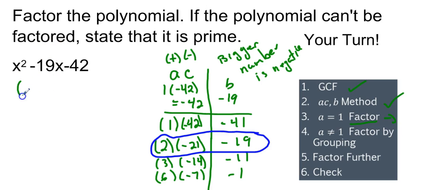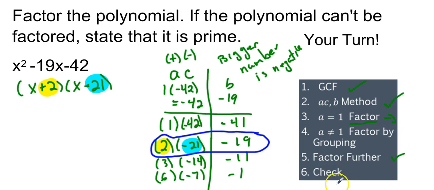Awesome! So that means my answer is x plus 2 times x minus 21. I've got it factored. Can I factor it further? Well, x plus 2? Nope, nothing in common. x minus 21? Nope. And just a reminder, where did I get these numbers from? I'll highlight positive 2 and negative 21. Okay, I can't factor anything further.